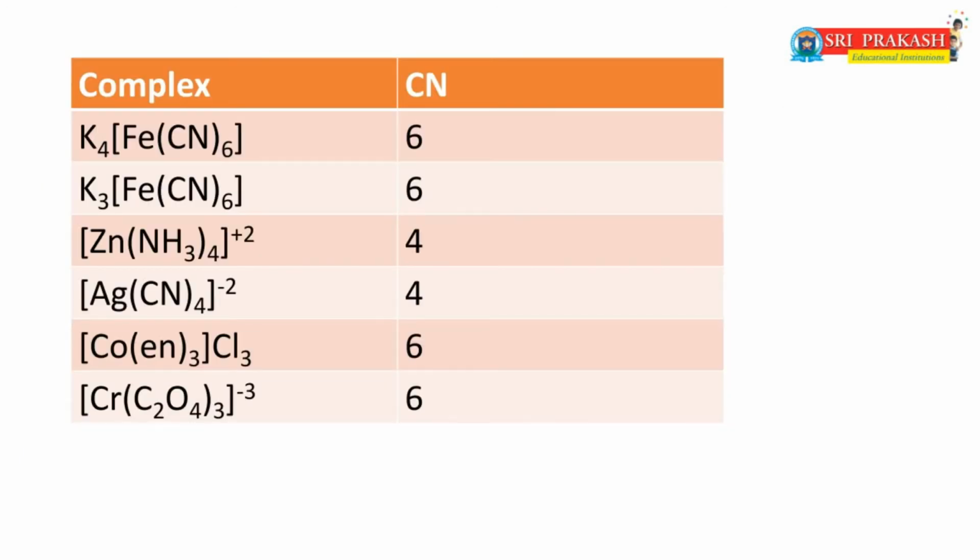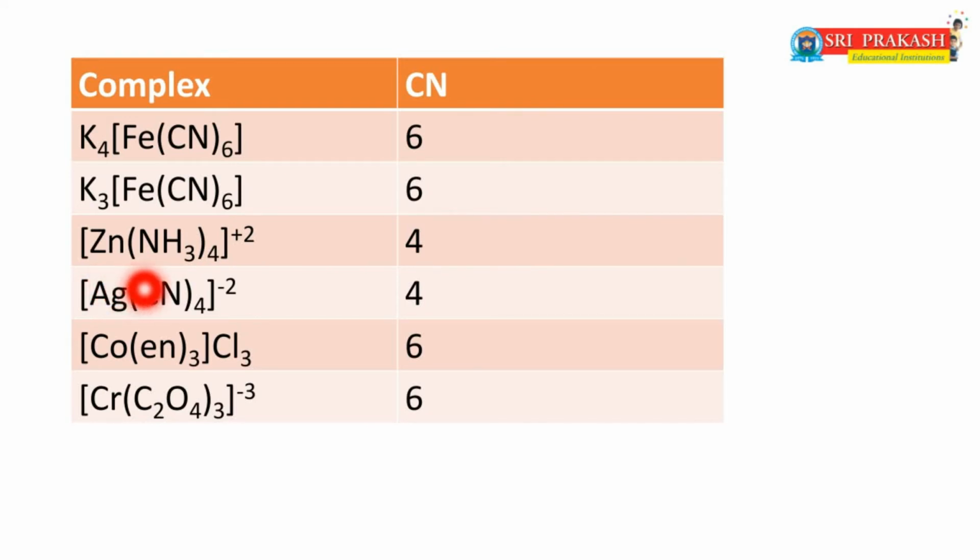Some examples. In K4[Fe(CN)6], the coordination number is 6. That means 6 cyanide monodentate ligands. In K3[Fe(CN)6], coordination number is 6. That means 6 CN monodentate ligands.